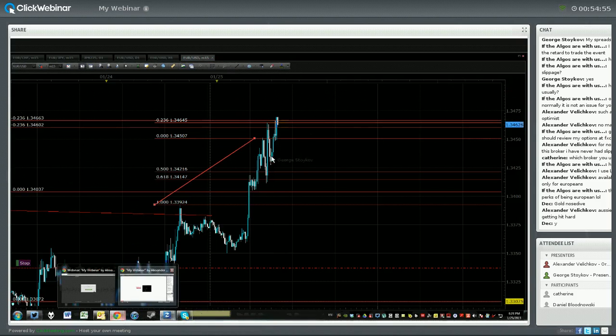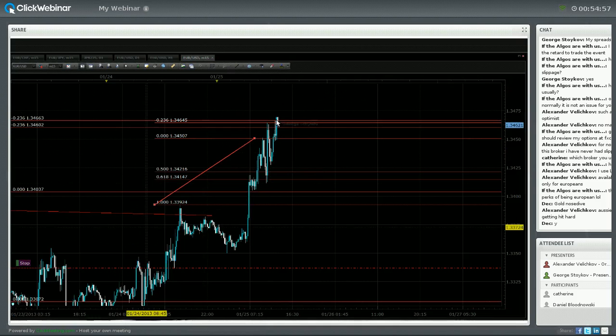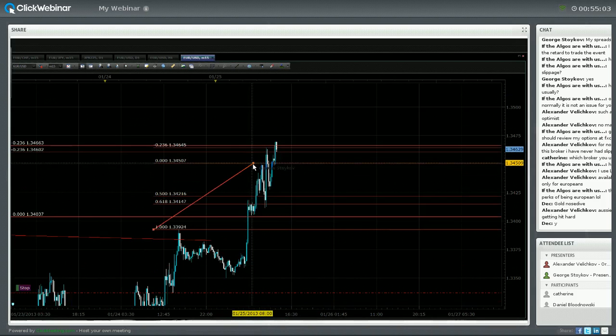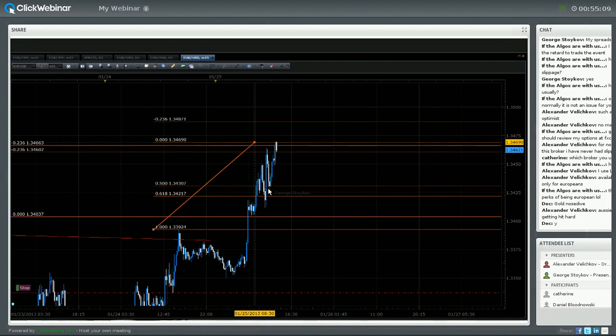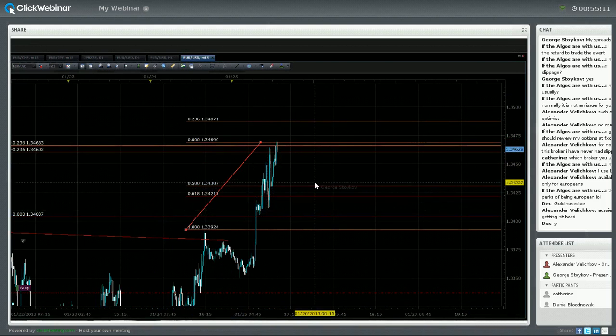So if you're not conservative, I would look for this anchor to finally fail. And until this anchor fails, we cannot validate any further downside in the euro dollar. We just cannot do it.